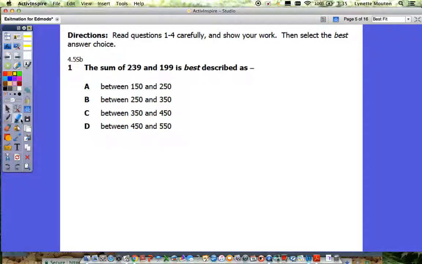And if we go through and annotate the sum we're looking to add of 239 and 199, and here we go, best. We know that's one of our other keywords that sometimes clues us into the fact that they are estimating. So now we look at the answer choices, and we would notice that each of these answer choices has been rounded to the tens place.